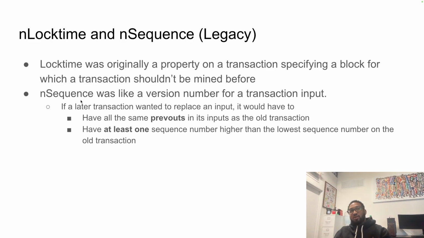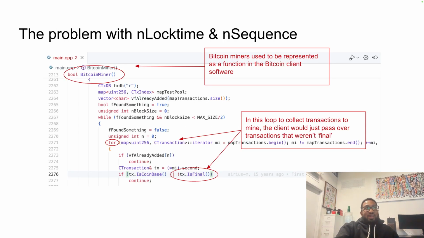Sequence, a similar thing. Was sequence for the replace-by-fee kind of thing? Yeah, sequence was a way for replace by fee, and I think they were also making payment channel implementations for it. But in this version, it was just policy, and that's why it was bad. It was very crappy, and it was removed. And here I was showing the problem with lock time and sequence.